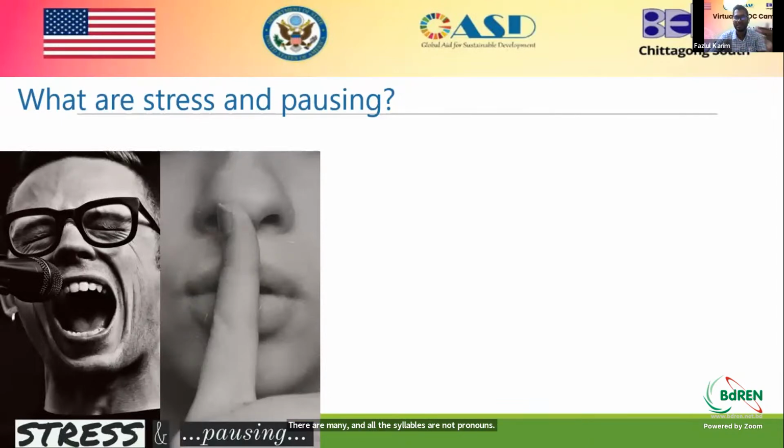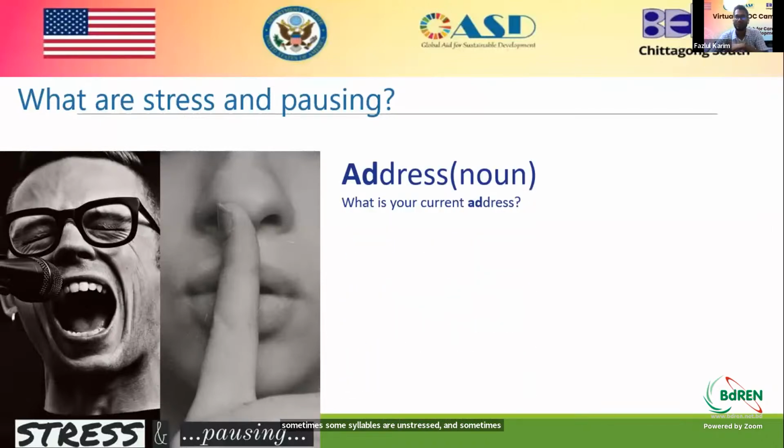Sometimes some syllables are stressed, and sometimes some syllables are unstressed. And sometimes we have to put in a pause. If you go through the rules of stressing, whenever we have a noun form, the very first syllable will be stressed. Here, address: what is your current address? So add is the stressed syllable here, but dress is unstressed.